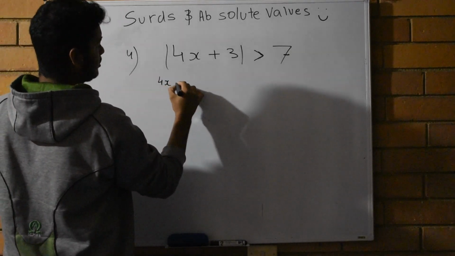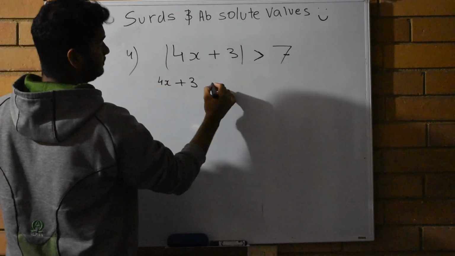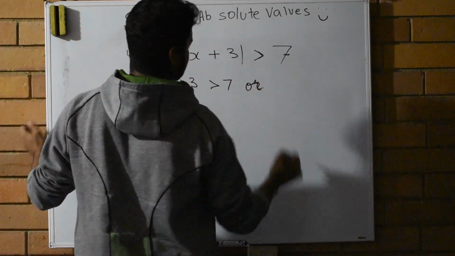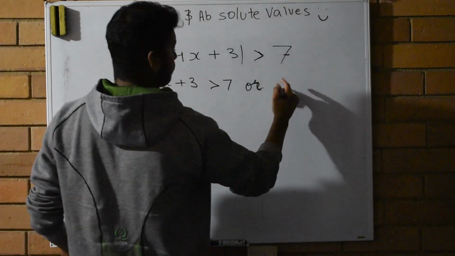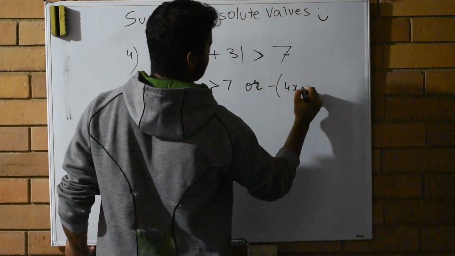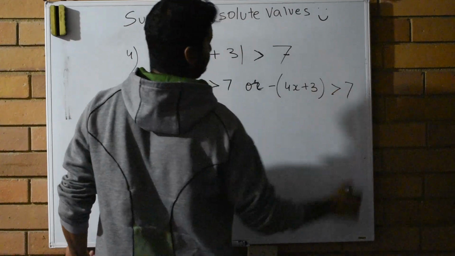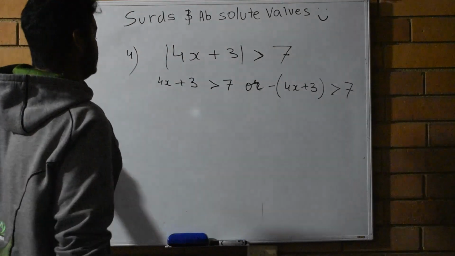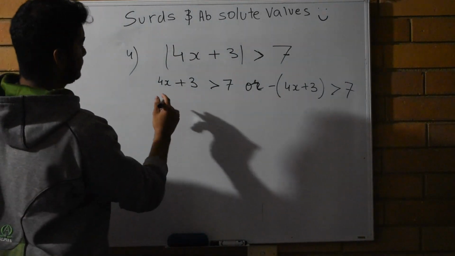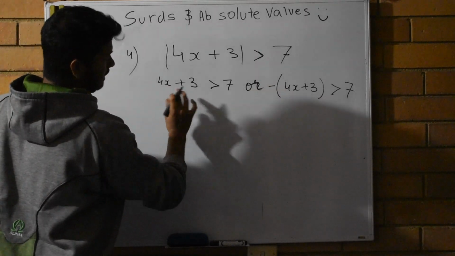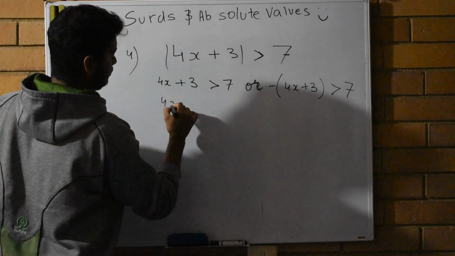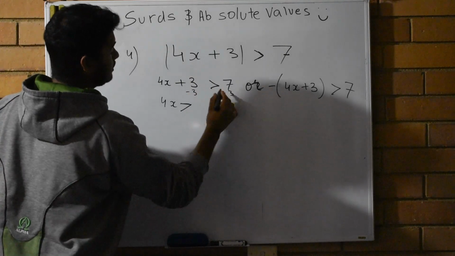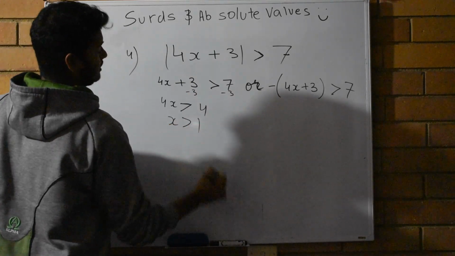So 4x plus 3 greater than 7, or minus (4x plus 3) greater than 7. Now, in this case here, I'm just going to write 7 so you guys don't get confused with the absolute value sign and the inequality sign. Anyway, next, this one here, pretty average question, pretty average sort of equation. Take 3 from both sides. That's just going to give me 4x is greater than 4, so x is greater than 1.